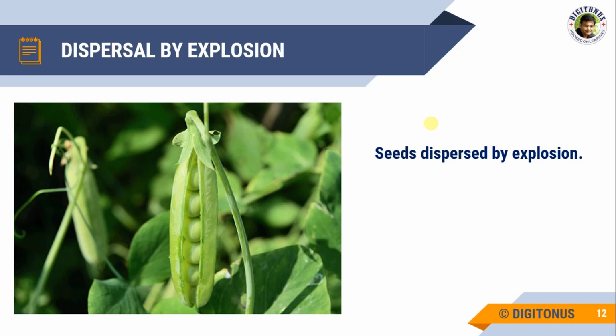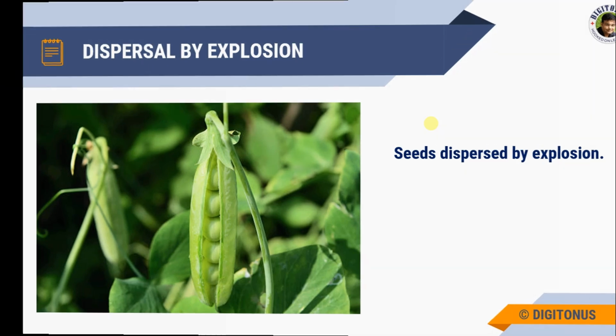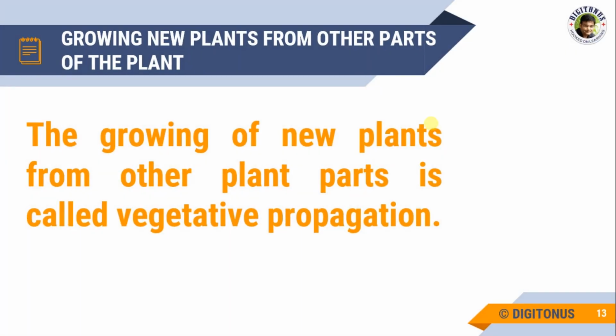Now let us study growing new plants from other parts of the plant. The growing of new plants from other plant parts is called vegetative propagation. The new plants can easily be grown from different parts of plants such as bulbs, seeds, cutting that are taken up from living plants. Now firstly, let us study new plants from roots.